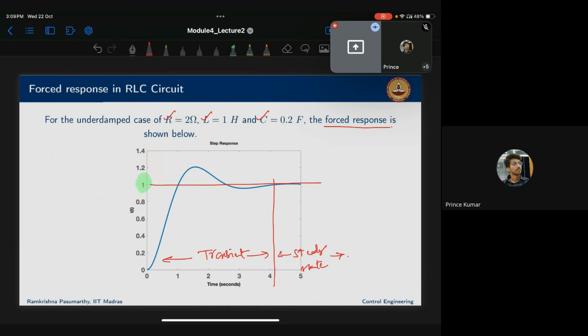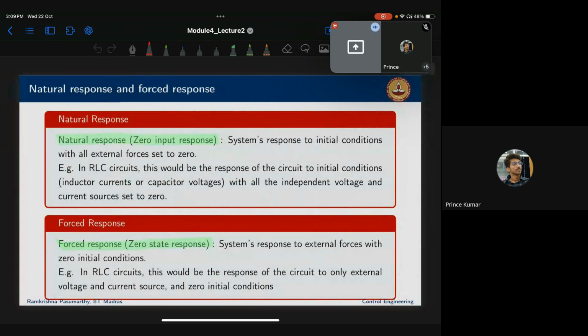Okay, so this is how we will define forced response and natural response. We have two things, natural response and forced response. Natural response is also called the zero input. Forced response is called the zero state. Natural response means the system's response to initial conditions with all external forces zero, whereas the forced response is the system response to external force. This is due to initial conditions. This is due to external force with zero initial conditions.